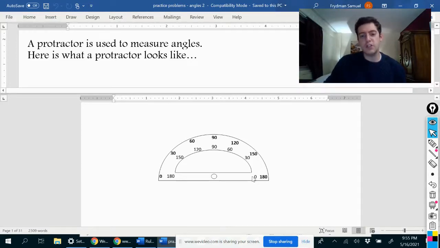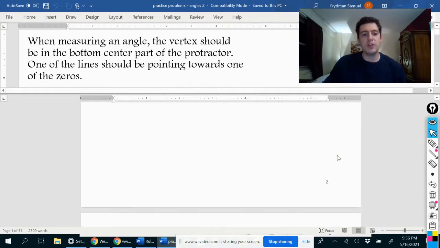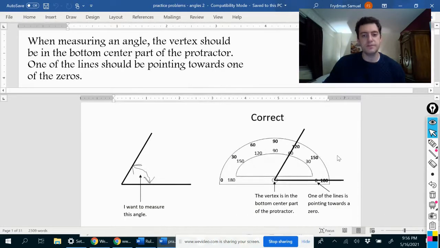But then there would also be two sets of numbers. One set going this way. You can see that we go up as we go counterclockwise here, 0, 30, 60, 90, 120, 150, 180. Then the other side, the other set of numbers going up as we go clockwise, 0, 30, 60, 90, 120, 150, 180, okay? All right, so that's what a protractor looks like. All right, now let's talk about how we actually use a protractor.